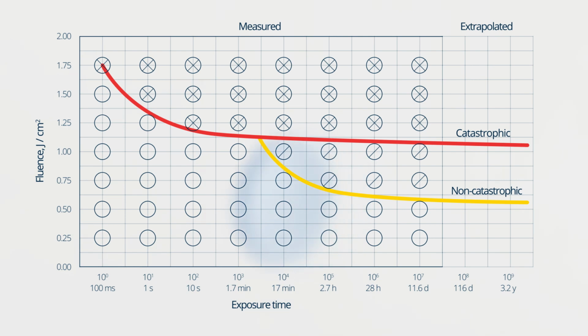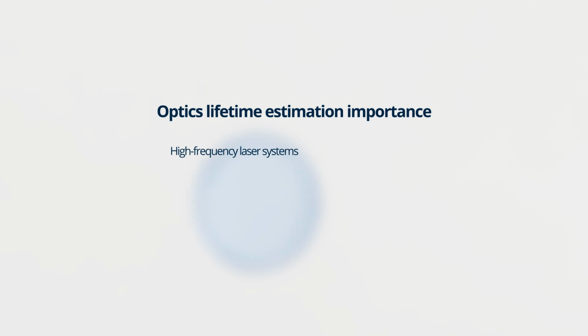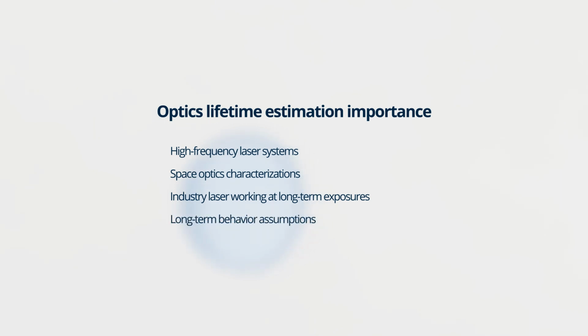Now, by having a prognosis of LIDT, a useful timeline can be estimated at the selected fluence level of interest. Optics lifetime estimation is particularly important for high-frequency laser systems, space optics characterizations, industry lasers working at long-term exposures, and whenever you need to guarantee or make assumptions about long-time behavior.